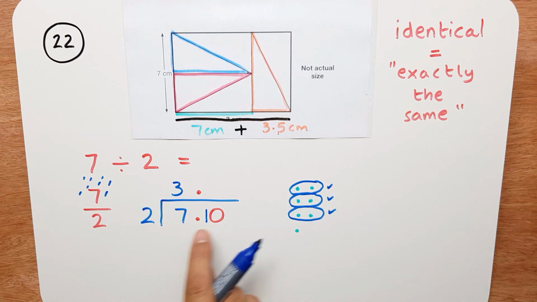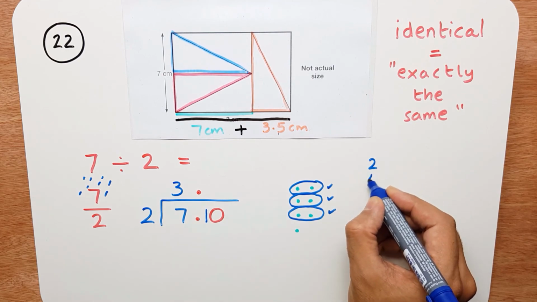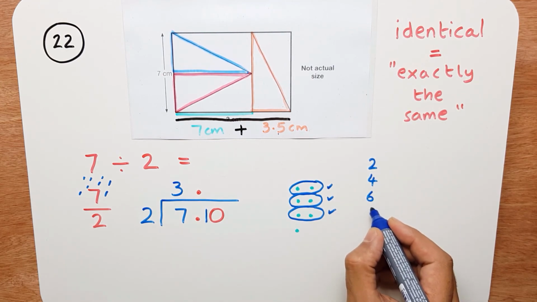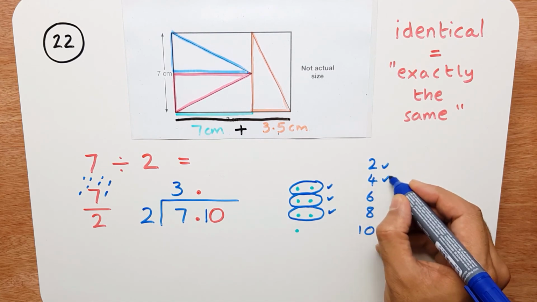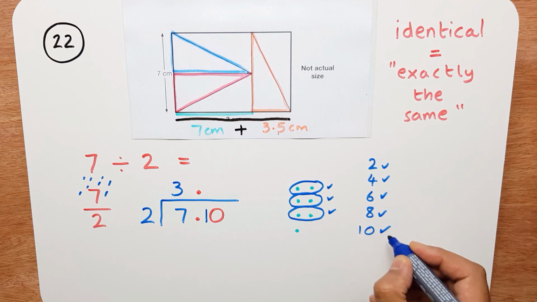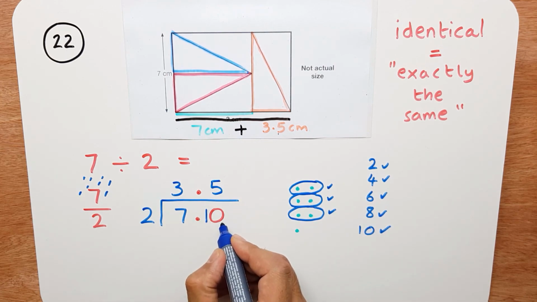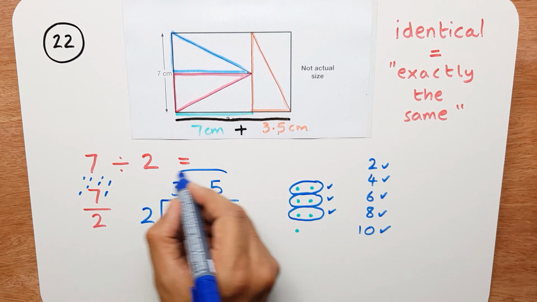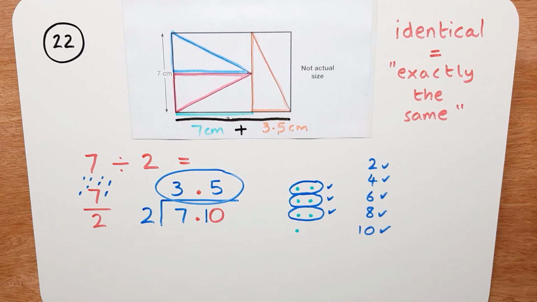Now that becomes 10. So how many 2's are there in 10? If you did your 2 times table, 2, 4, 6, 8, 10. We can stop there. 1, 2, 3, 4, 5. So how many 2's are there in 10? There's 5. And we can stop there because we've finished. And our answer, as before, is 3.5.